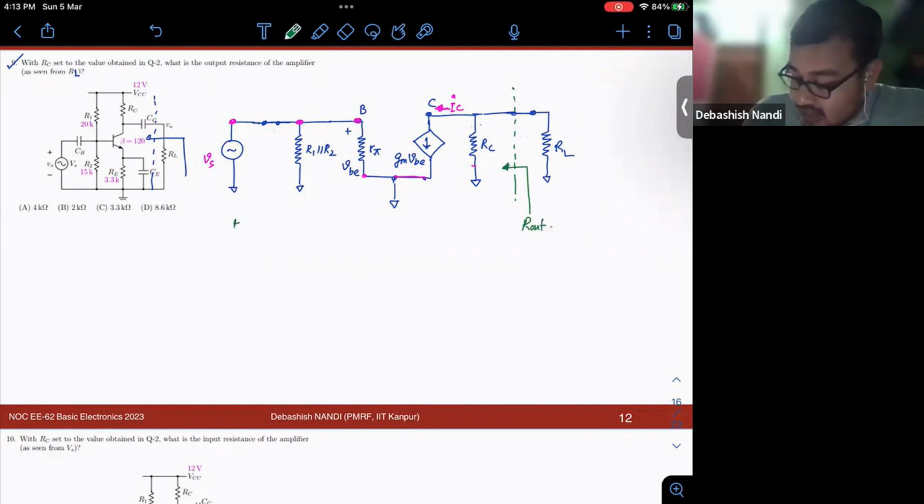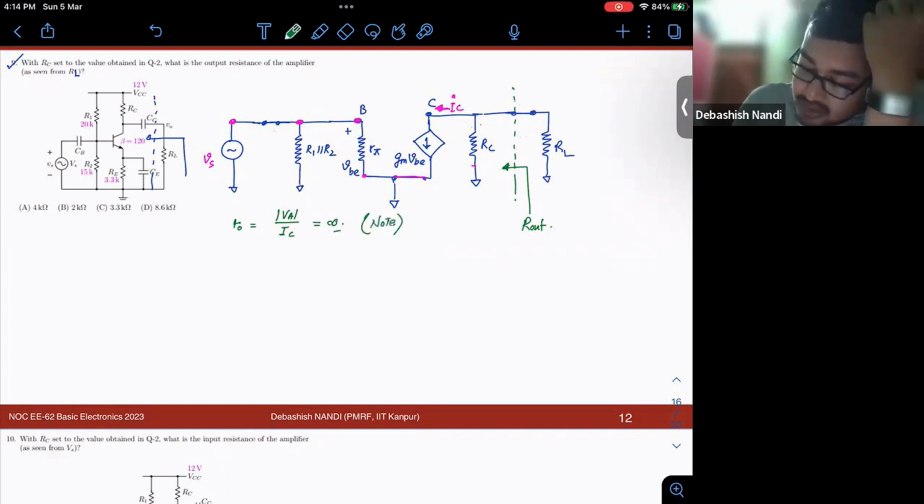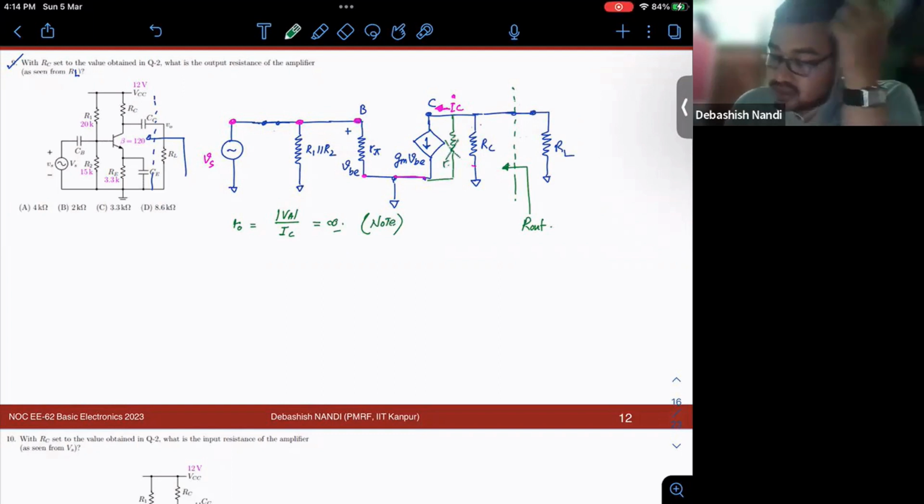You notice that small r naught, due to your VA by IC or your early voltage, we are assuming it to be infinity, right? Please note this. So I do not have any additional r naught here. Okay.